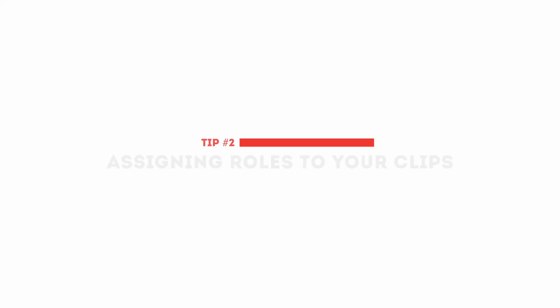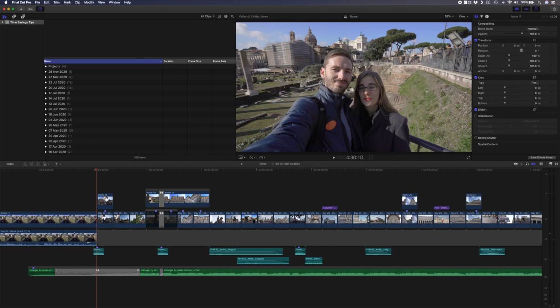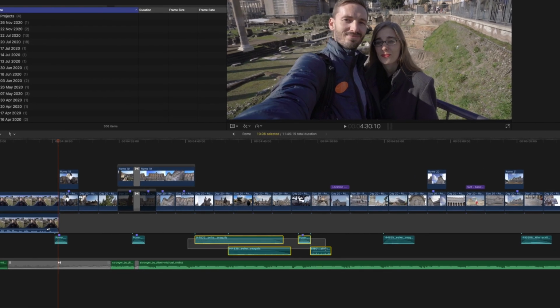Okay, let's move on to number two on the list, which is assigning roles to your clips. Assigning roles is a way of classifying different kinds of clips, and you're basically telling Final Cut Pro that these clips are dialogue, these are sound effects, these are music tracks, these are titles, etc. You can also add and edit roles as you see fit, but for this tutorial, I'll just work with the default roles in Final Cut Pro.